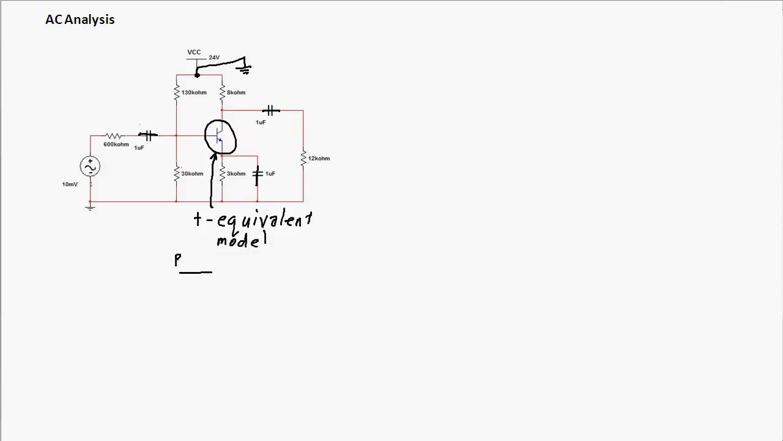looks like this. Here's the base. Here's the emitter. And connected in the emitter is this little RE resistance. And then over here is the collector with this current source. And that current source in the collector will create a current that's equal to beta times IB.